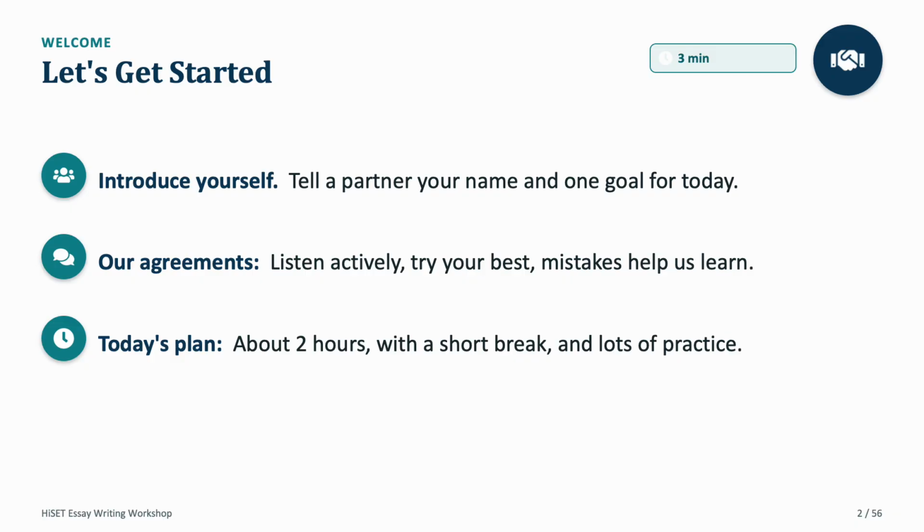We also have 3 agreements. First, listen actively. Second, try your best. And third, remember that mistakes help us learn. You don't need perfect English today. You need to practice. We're going to have about 2 hours together with a short break. We'll spend a lot of the time actually practicing the skills you need for the HiSET essay.